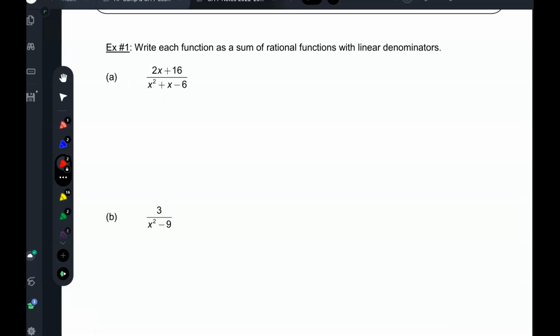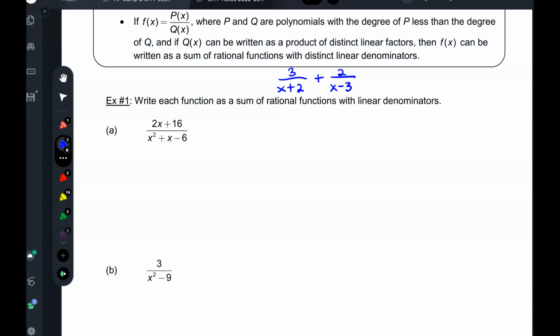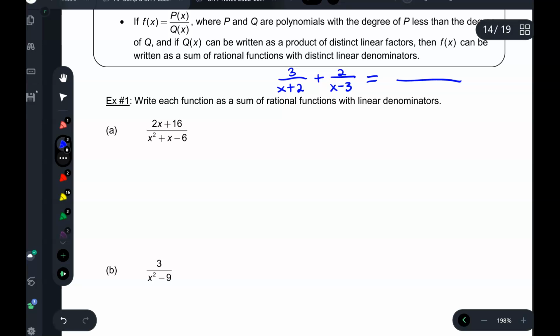what we want to do is take the fraction apart. Okay, for example, let's say it was 3 over x plus 2 plus 2 over x minus 3, right? So I could actually take the integral of each of these, right? I can integrate this. It would be 3 natural log of x plus 2 plus 2 natural log of x minus 3. But what would we do if we had to combine all that? We would have to do what?